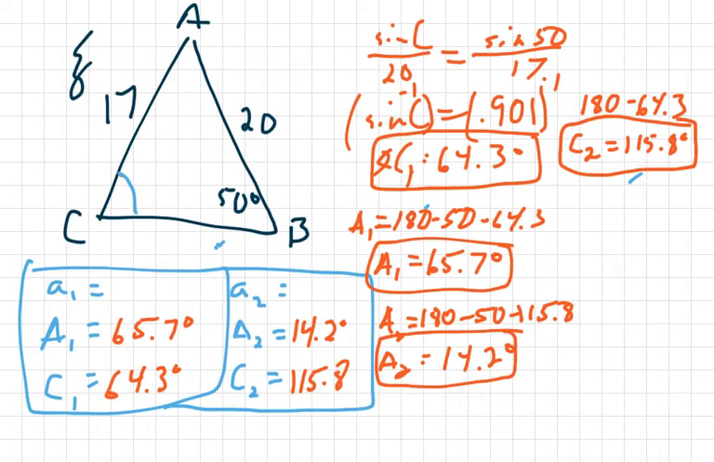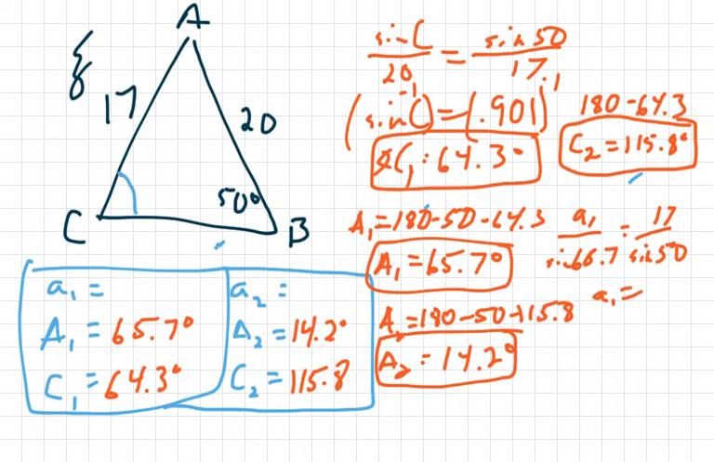Okay, so now that we've got our A1 and C1, we can go find our little a, like our side A1, and same with our A2, using law of sines. So everything goes back to normal, just two different situations. So A1 over sine of 65.7 equals 17 over the sine of 50. So that'll give us our A1.